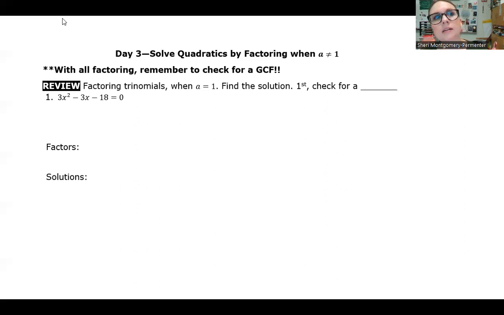It says, first reading in bold, with all factoring, remember to check for a GCF. And then it says factor when A is not equal to 1. First, we've got to check for a GCF. So when you look at this one, is there a number that divides into all 3 of these? Yeah, 3. So let's divide out that 3.